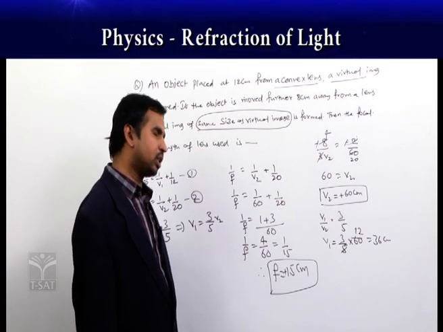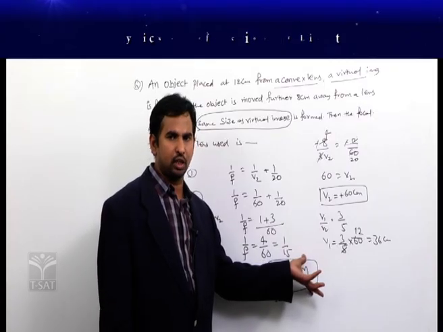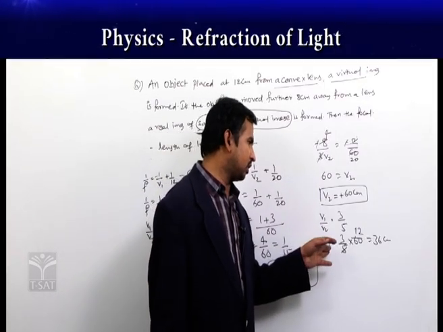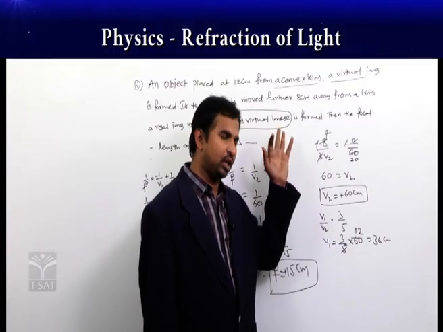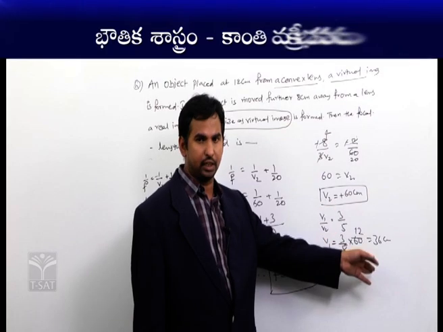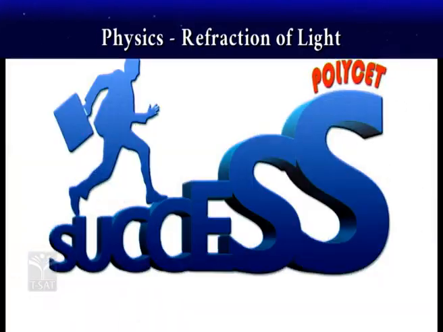By using that condition, we find that the focal length is 15 centimeters, and we got the object distance and image distance. The object distances we have are 15, 12 and 20. For the corresponding image distances we are getting V1 as 36 centimeters and V2 as 60 centimeters.